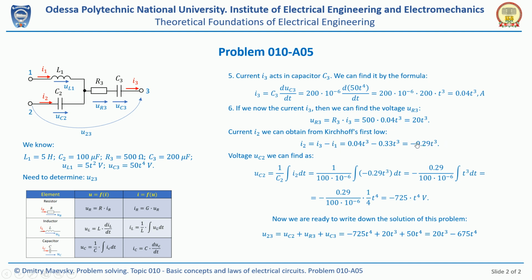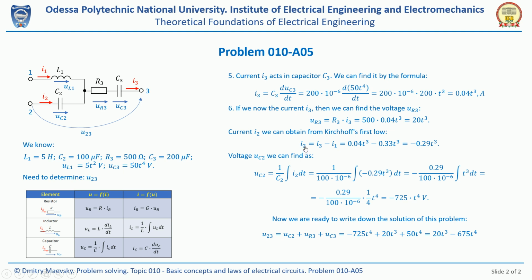What does this minus sign mean? It means that the direction of this current is contrary. So this current acts from this common node to this point number 2.